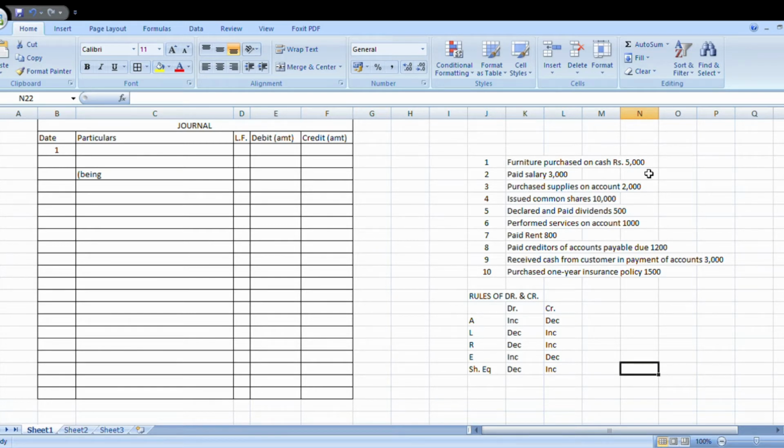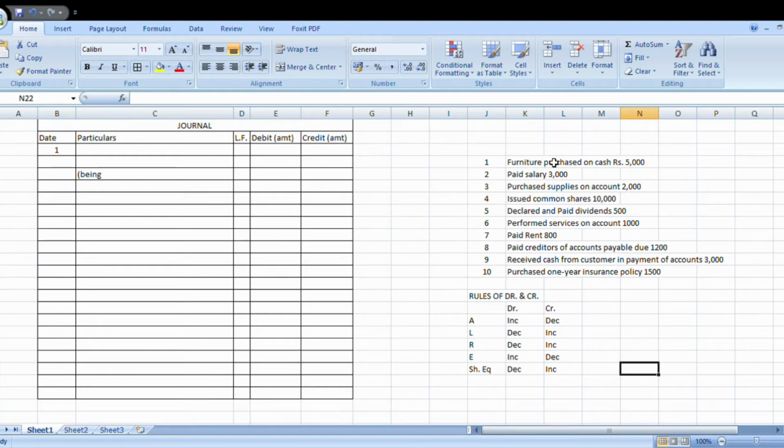Now, how do we pass the journal entries? We have to check what is the impact, what is the effect of that transaction on different accounts. So in this transaction, what is the impact? Furniture has been purchased. So the company has got furniture, and what has gone out? It is the cash which has gone out of the corporation. So furniture has increased and cash has decreased.